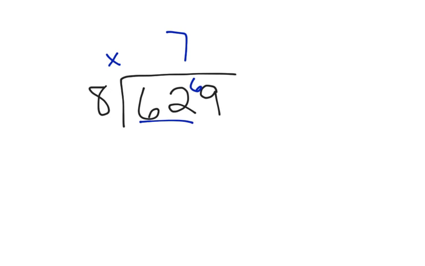Okay, good. 8 times what number gets us close to 69 without going over? 8. What is 8 times 8? 64. I was trying to get to 69. How far away was I? 5. That becomes my remainder because there's nothing left in the dividend.